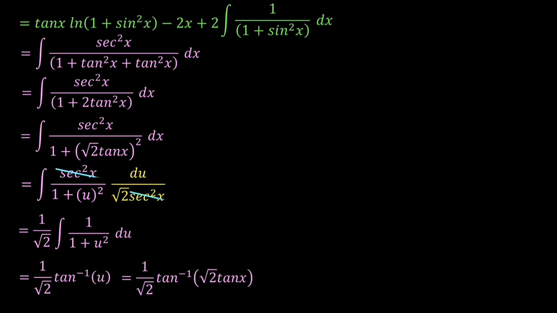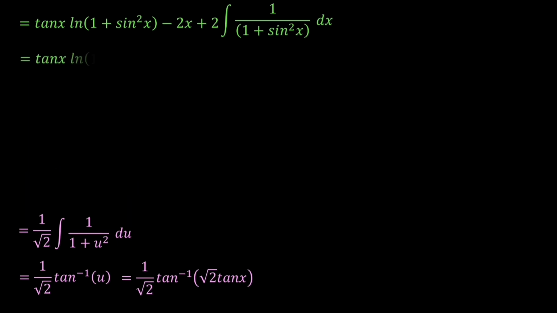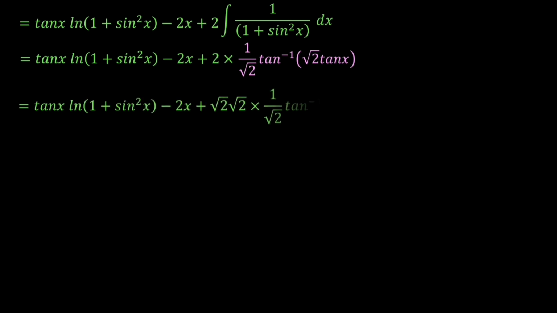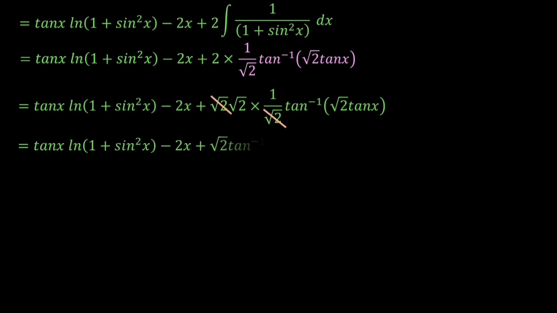Let's substitute this answer into the initial part of our solution. 2 we can write as root 2 into root 2. After that, we can cancel out the numerator root 2 and the denominator root 2. Now we have the final answer as tan x ln(1 + sin² x) minus 2x plus root 2 tan inverse (root 2 tan x).